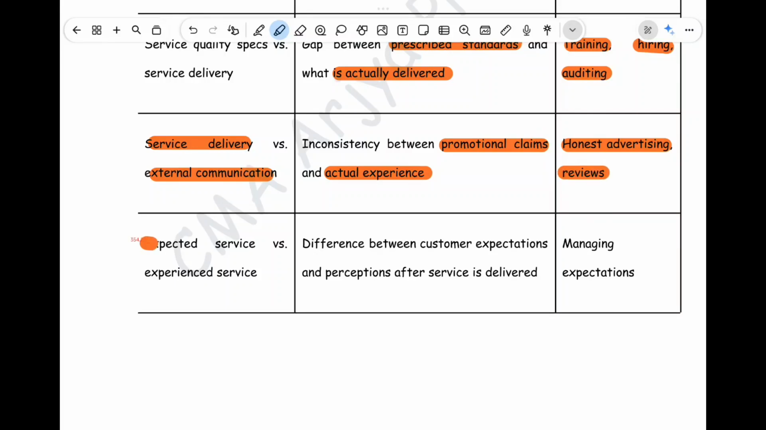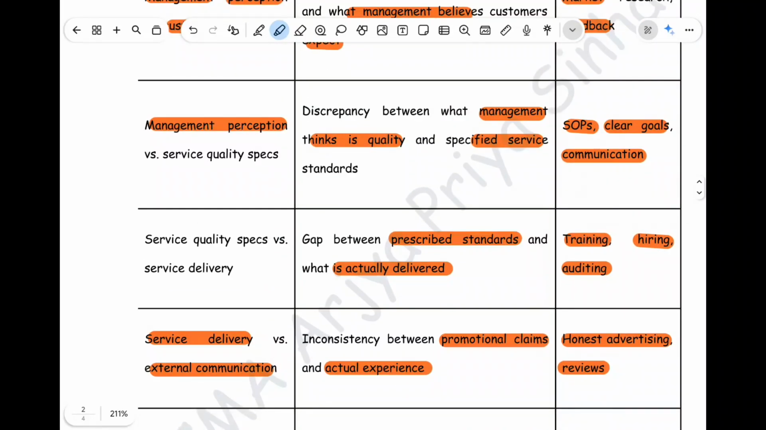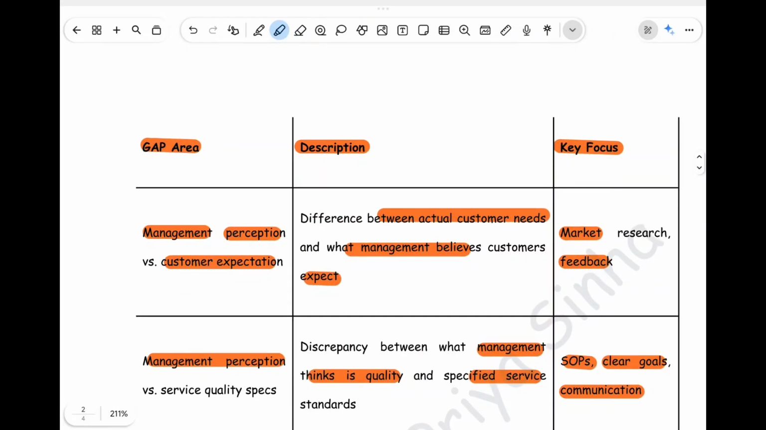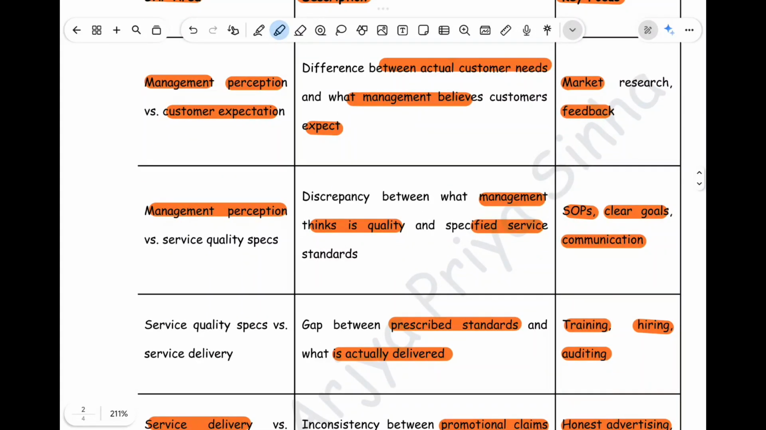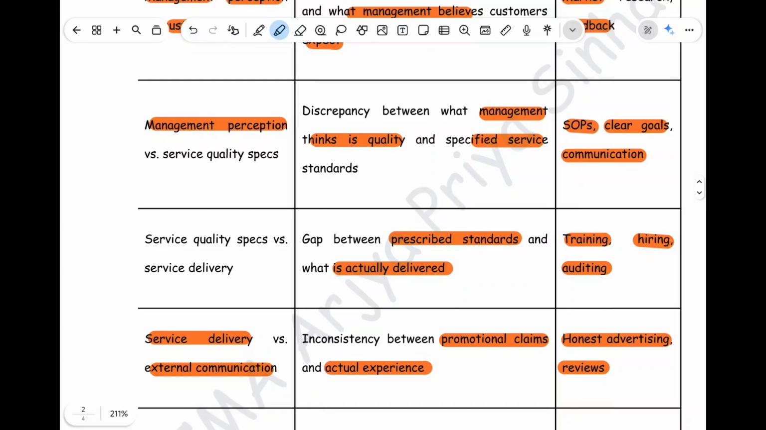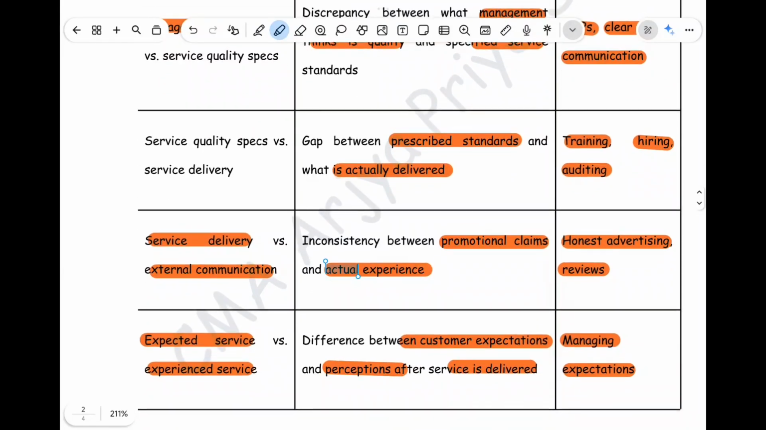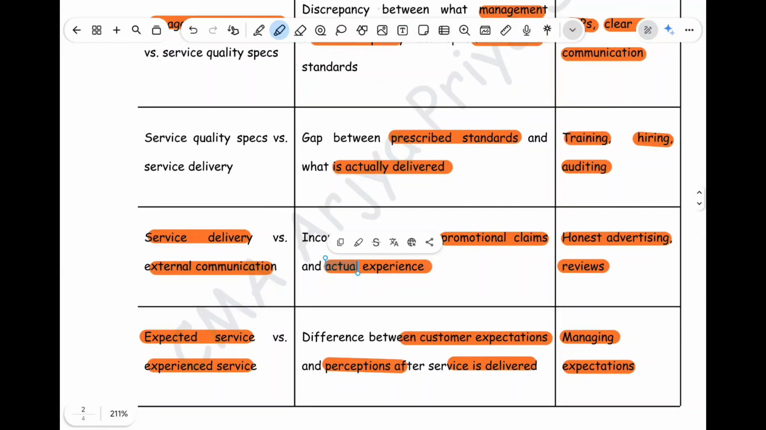Next is expected service versus experienced service. Now, what is the difference between the customer expectations and perceptions after service is delivered, with a focus like managing expectations? These are the key focus areas of such a gap identification tool. Okay, so let's repeat these things once again. Management perception versus customer expectations, management perception versus service quality specs, service quality specs versus service delivery, service delivery versus external communications, and expected service versus experienced service.